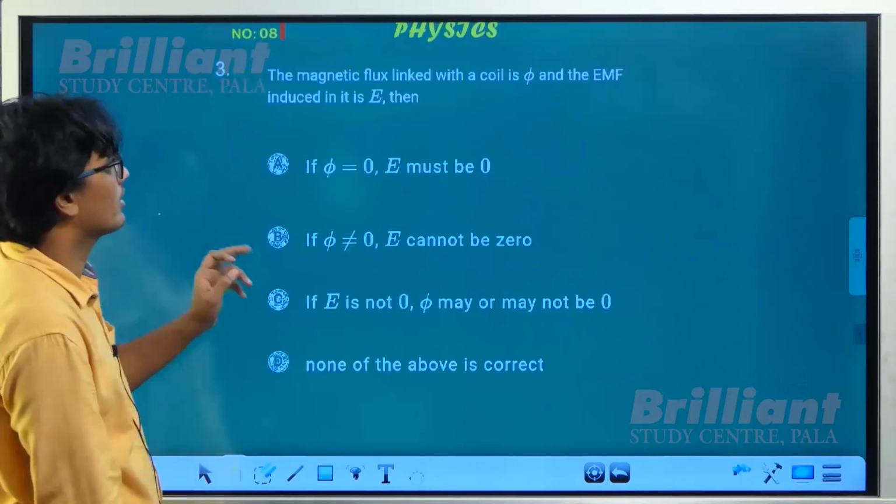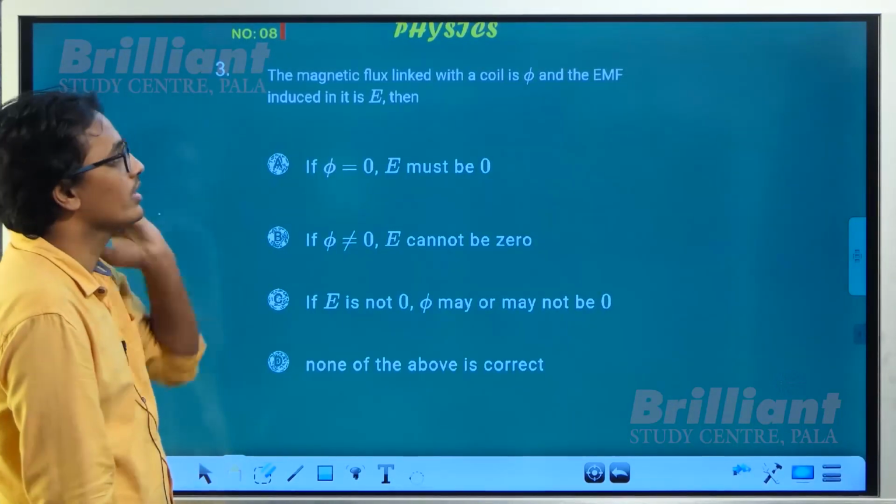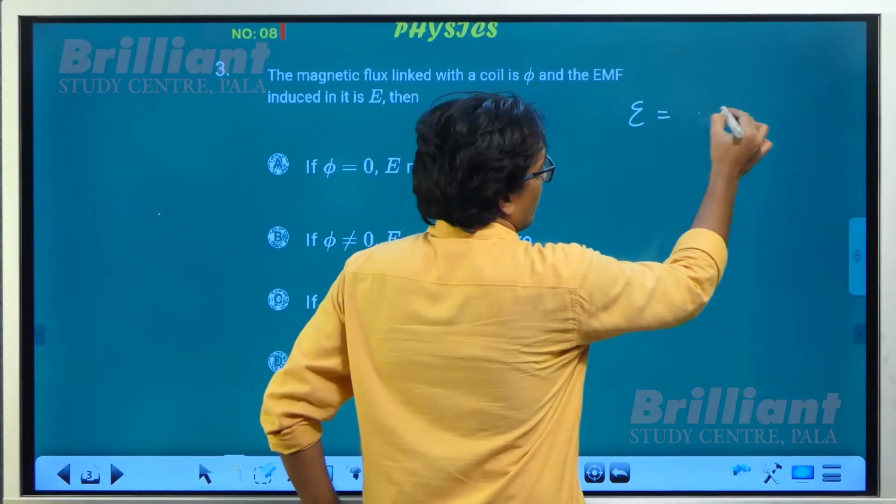The magnetic flux linked with the coil is phi, the EMF induced in it is E. Then EMF is minus d phi by dt.